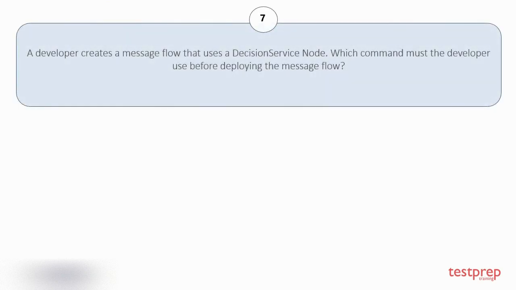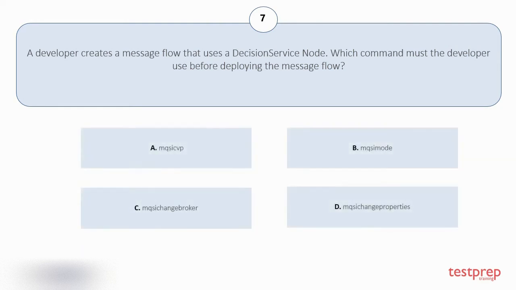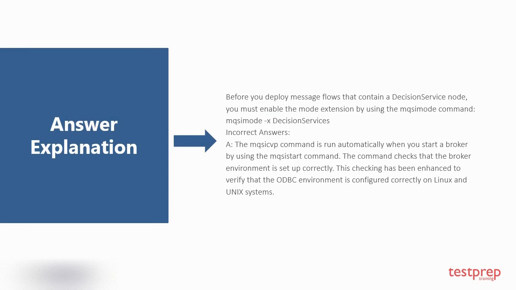Question number 7. A developer creates a message flow that uses a decision service node. Which command must the developer use before deploying the message flow? Your options are: The correct answer is option B. You can refer the following for the explanation of the answer.